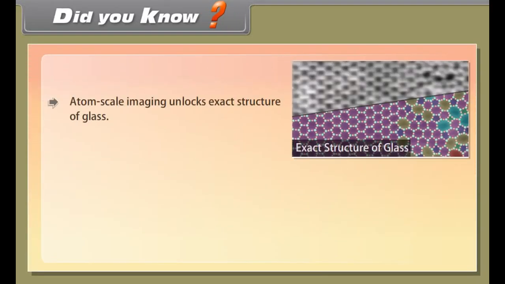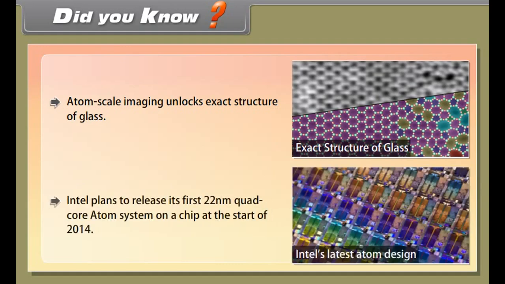Did you know? Atom scale imaging unlocks the exact structure of glass. Intel plans to release its first 22 nanometer quad-core Atom system on a chip at the start of 2014.